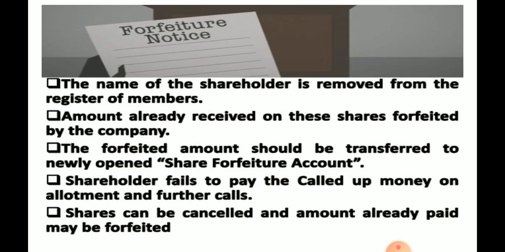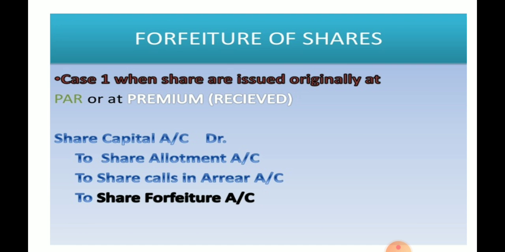If a shareholder fails to pay the called up money on allotment and further calls, their share will be forfeited, and the share can be cancelled and the amount already paid may be forfeited. That means if a person is unable to pay the call money when it is called up by the company, the company has the right to forfeit their share, and whatever amount they paid previously is forfeited by the company. Forfeiture of shares.